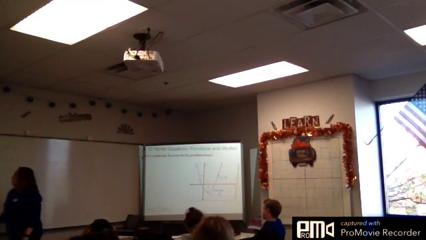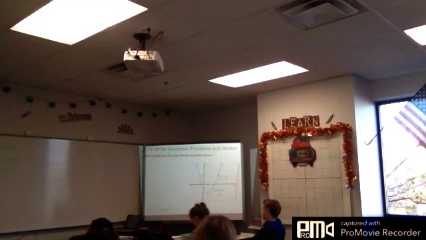So the vertex of this one is (1, -2), and the point they gave us was (3, 2). Where do I plug those numbers in? The vertex goes in as the h and k, yes. So it's x minus 1 squared plus -2.